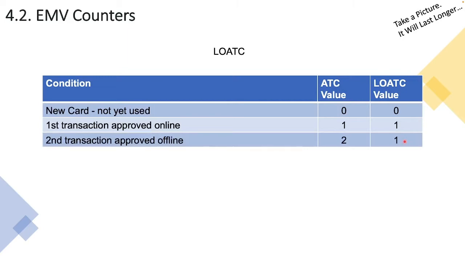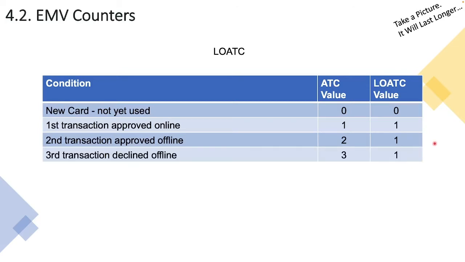Okay, Bob then processes his second transaction, and this transaction is offline. What this means is that we are going to see the ATC value incremented to 2. But because this is an offline transaction, the card doesn't take a snapshot of this, because its base criteria is that it will only take a selfie of the last online transaction that has been processed. So the LOATC value remains at 1. Third transaction was declined, but it declined offline. So same principle, ATC will increment, but the LOATC will remain unchanged.